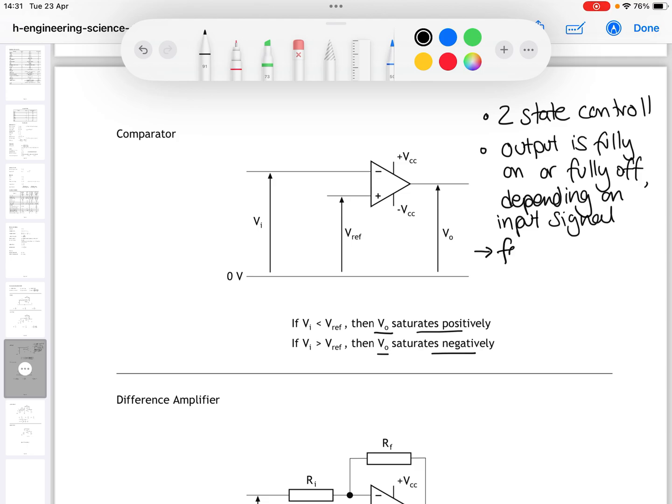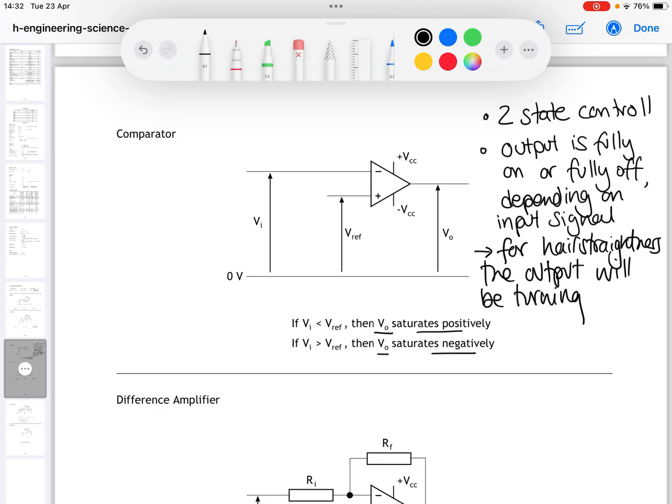So for hair straighteners, the output will be turning on and off. So I'll just say it won't be consistent.